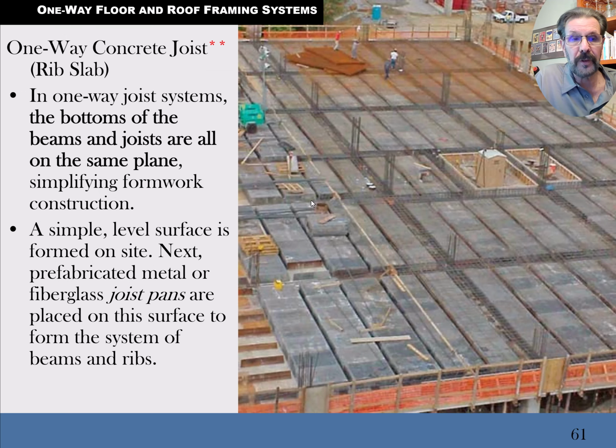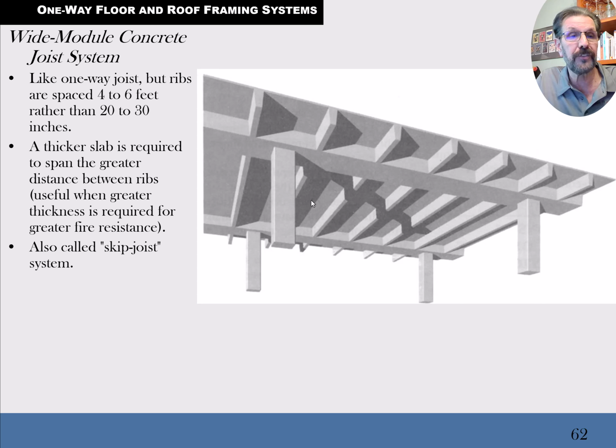So here, that's showing an example of how they would make a one-way rib slab with a bunch of these steel pans that are placed on an upper support system, kind of like a fancy heavy-duty scaffolding system over the whole property. They're spacing these out, and they'll eventually pour concrete in all those areas after they get all the steel in place. This is a wide module.